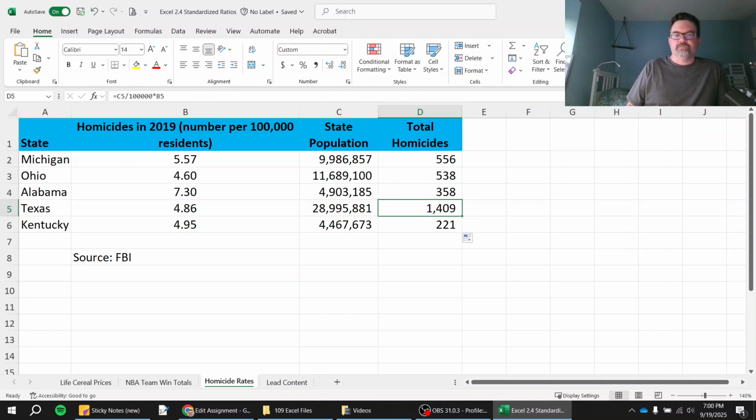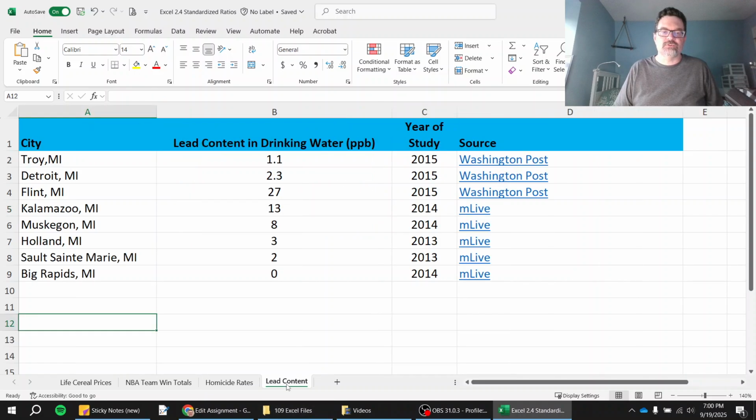All right. One more, and there's no Excel computations to do on this one. We are just going to look at the data. So this is actual lead content in the drinking water data. The unit for these numbers, though, is ppb. That is parts per billion. So lead in the water is bad, causes birth defects and brain damage and all kinds of bad stuff.